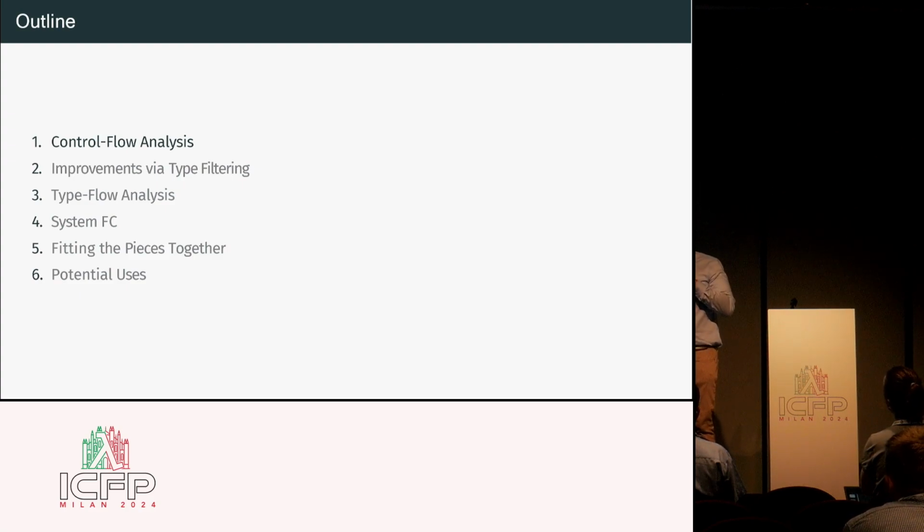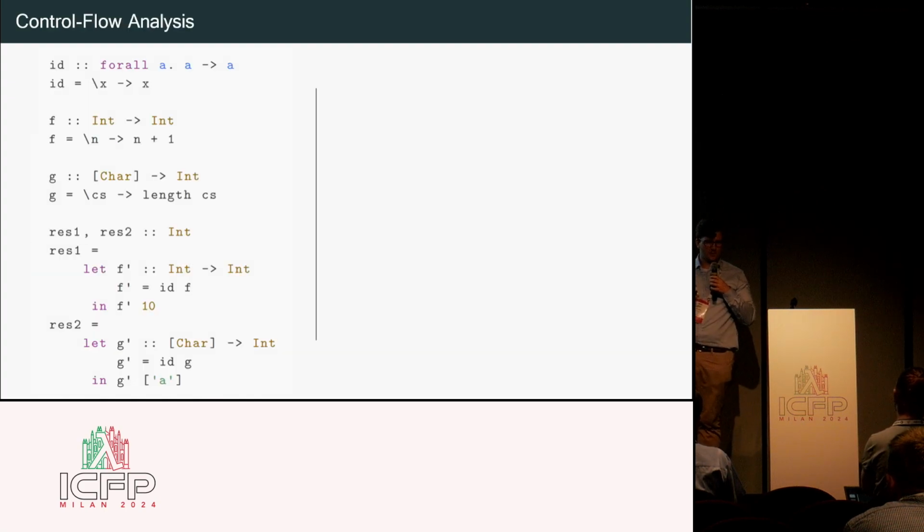So with control flow analysis, in the setting of functional languages, the really important question is what values can each variable take on over the course of running a program? And specifically, what we really care about is which lambdas can flow to each variable.